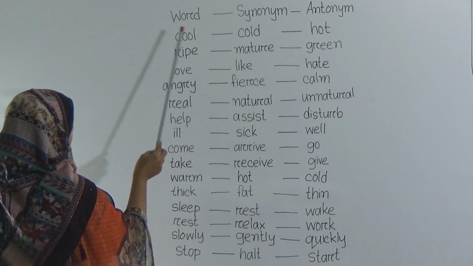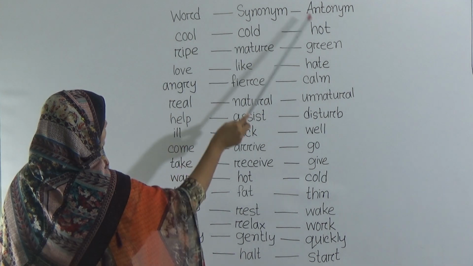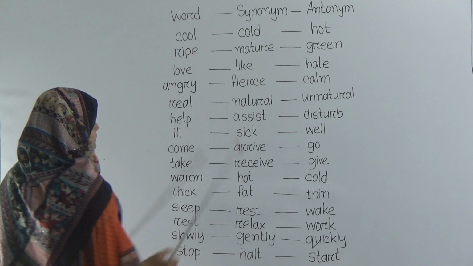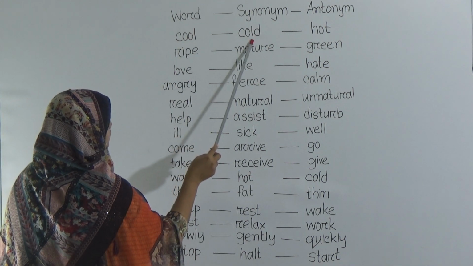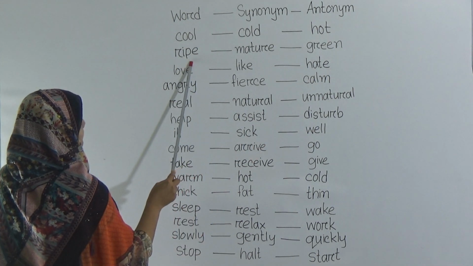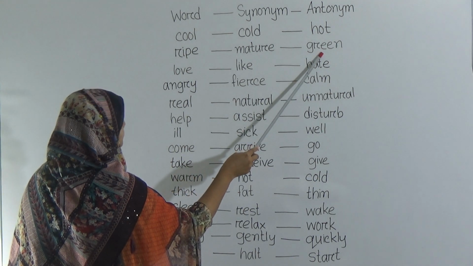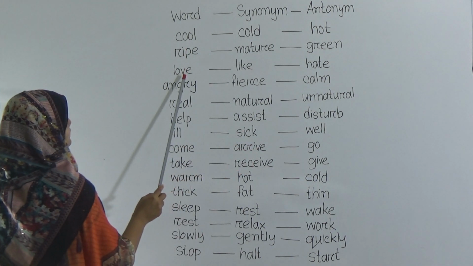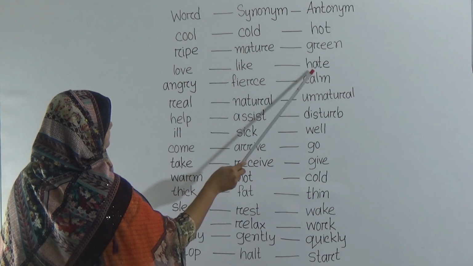First, the given word is cool, and you have to write the synonym and antonym. So let's start. Say with me, cool, synonym is cold and antonym is hot. Next, write. The synonym is mature and antonym is green. Next word, love. The synonym is like and antonym is hate.